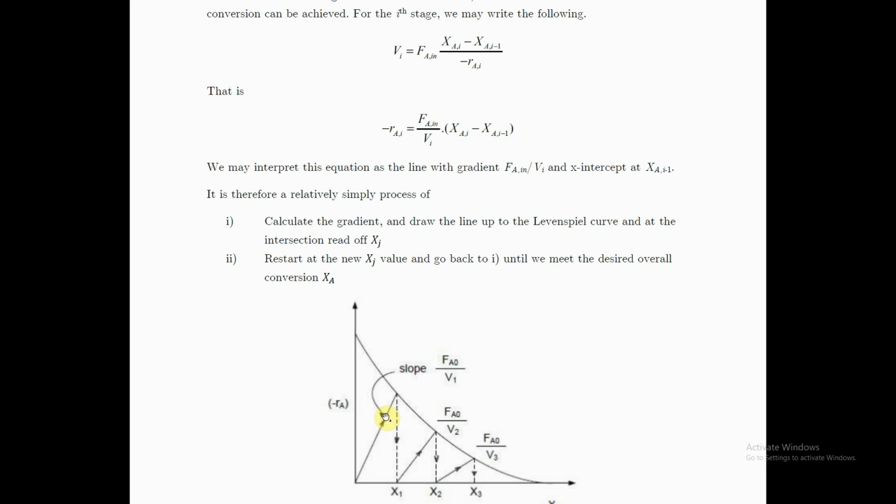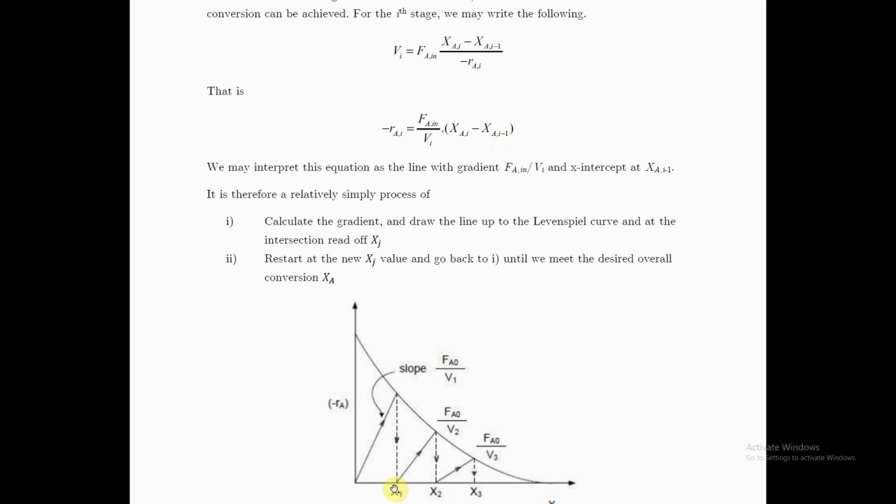So you are moving along this line, and then when this line meets RA, when the value equals RA, then we know we've reached the conversion for that reactor. And that's all we need to do. We just move along the slope, we meet the line, and then that tells us the conversion in that reactor.